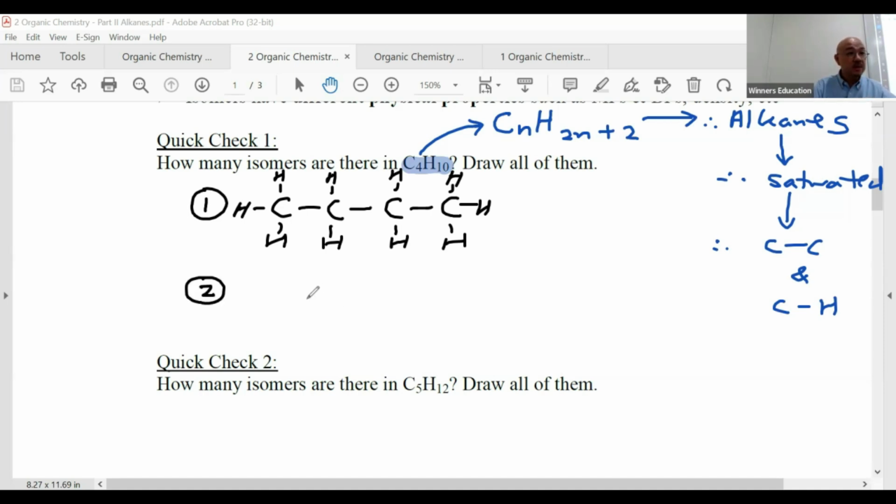Follow me. The next one, what I'm going to do is chop 1 carbon. 4 carbons, chop 1, left with 3. Let me make sure this is recorded now. And I will always put it on the non-corner carbon atom.